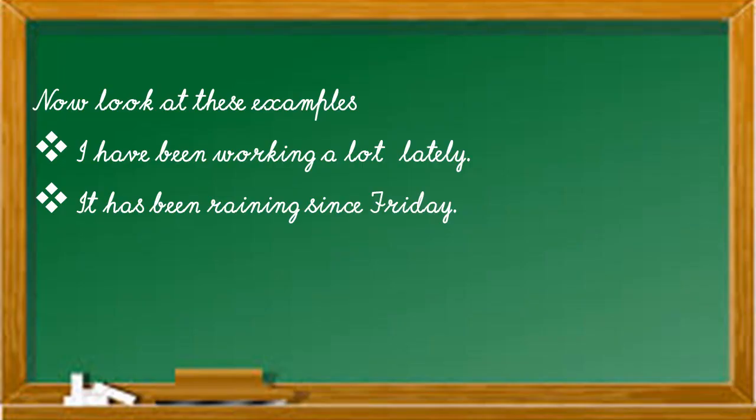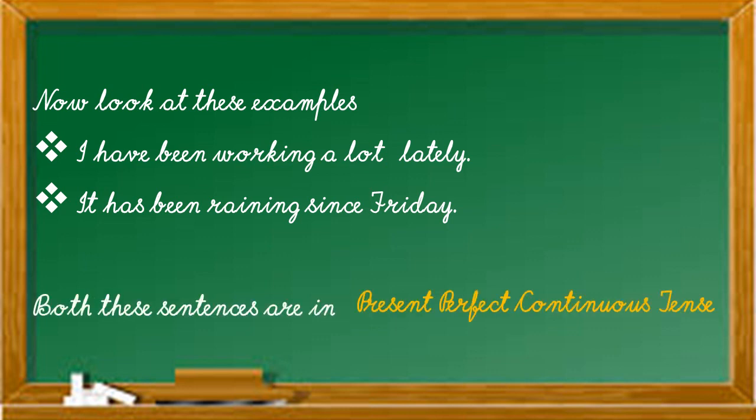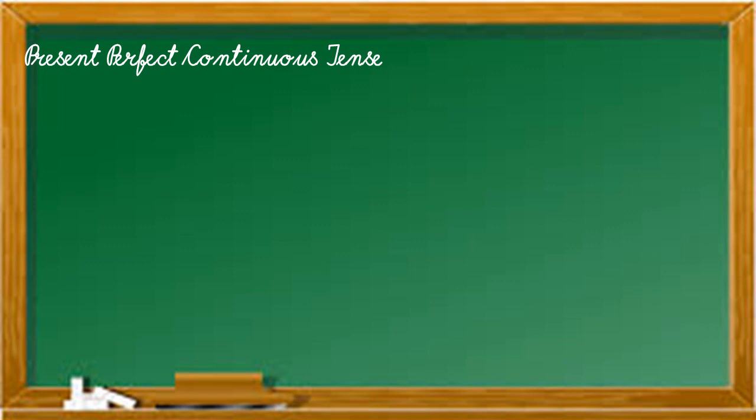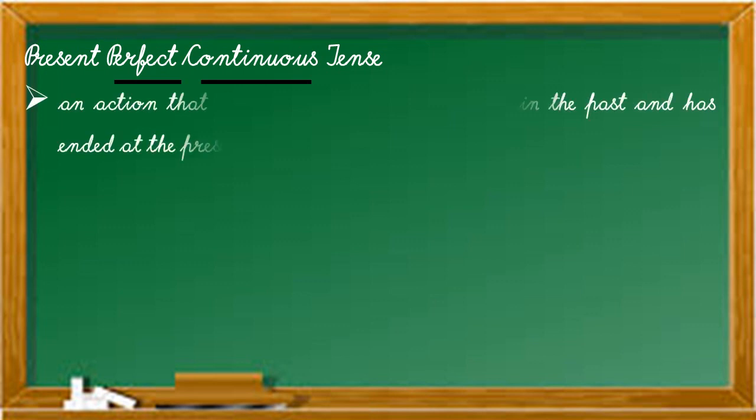Now look at these examples. I have been working a lot lately. It has been raining since Friday. Both these sentences are in present perfect continuous tense. Now let's understand about present perfect continuous tense. It is the combination of perfect and continuous tense. It refers to an action that began in the past, continued in the past, and has ended at the present.